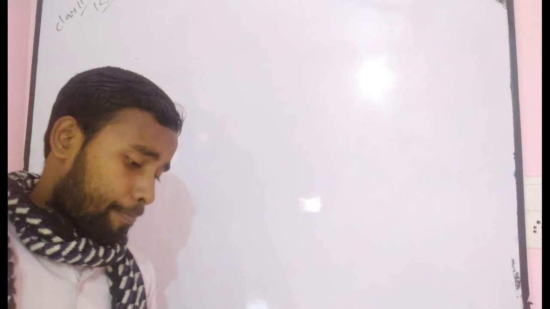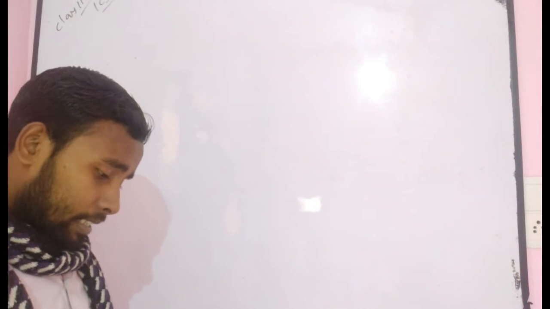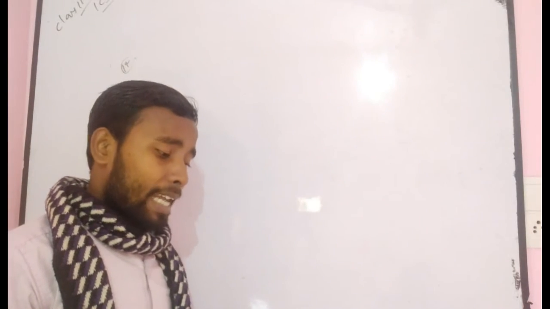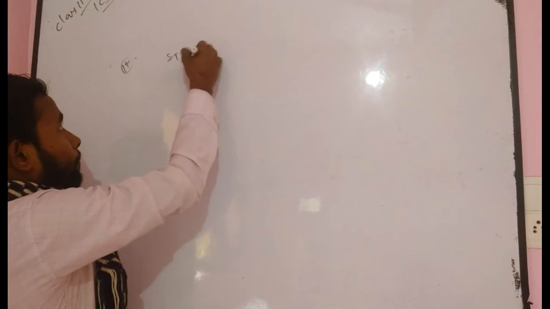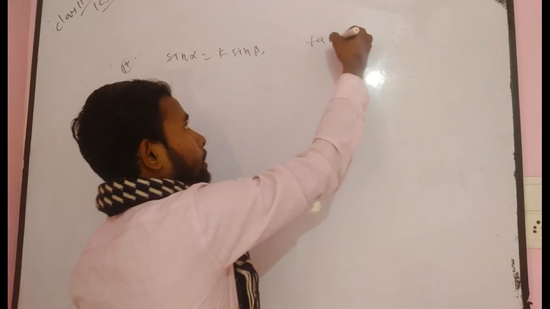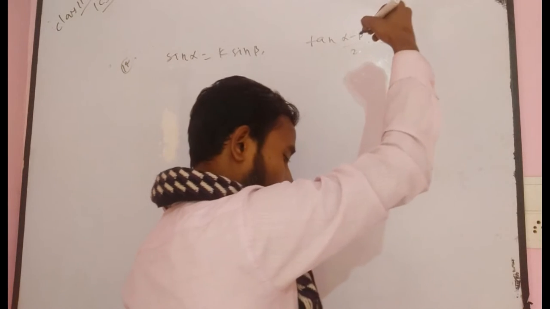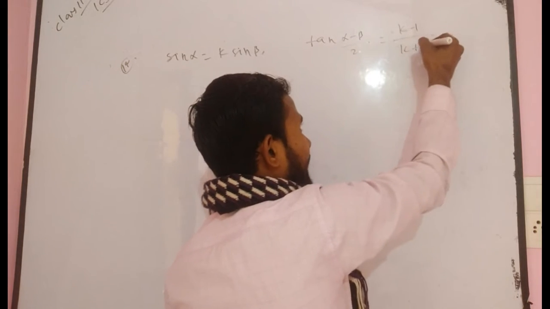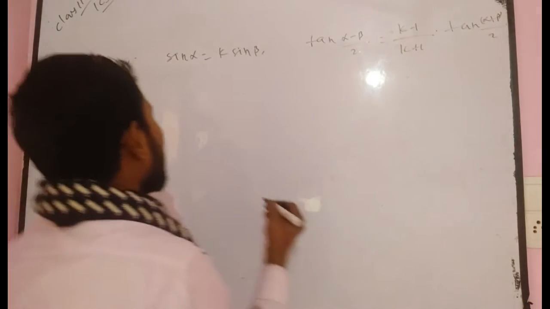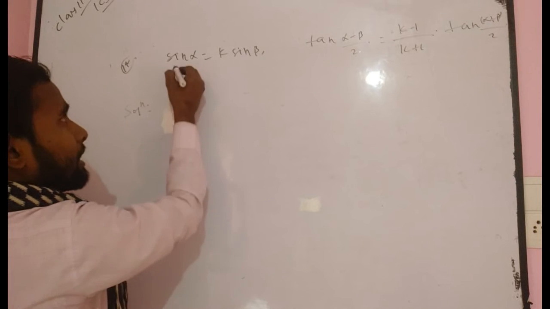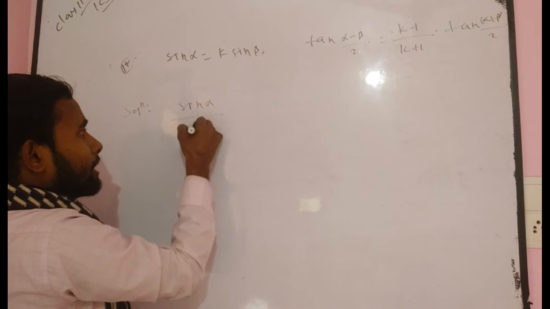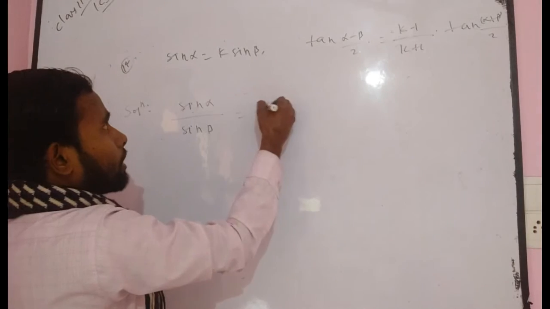In the next problem, given that sin alpha is equal to k times sin beta, then you have to prove that tan (alpha minus beta) by 2 is equal to (k minus 1) by (k plus 1) into tan (alpha plus beta) by 2. You have to prove it. How can you solve? Firstly, sin alpha is equal to k sin beta. Can you write it? Sin alpha by sin beta is equal to k by 1.